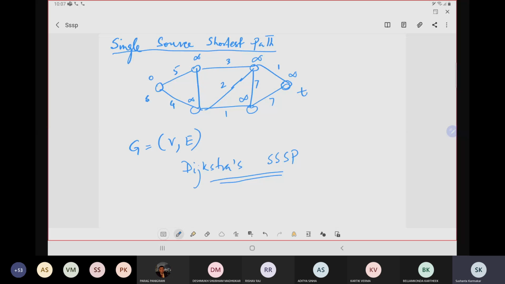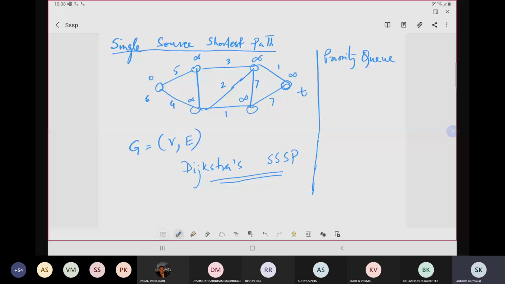Now, in this single source shortest path, what is the greediness that I use? I maintain two sets of vertices. One is the discovered set of vertices, and another is the non-discovered set of vertices. For that, I maintain a data structure which is known as a priority queue.